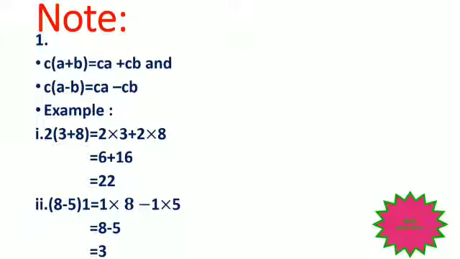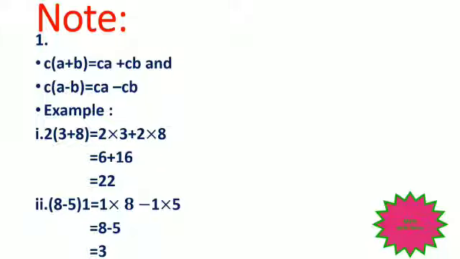And the second example is for C into A minus B is equals to CA minus CB. 8 minus 5 into 1 is a C into A minus B, where C is 1, A is 8, B is 5. When we solve it as per CA minus CB, we will get 1 into 8 minus 1 into 5, which will give us 8 minus 5, which is equals to 3.